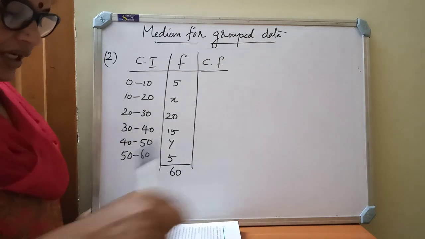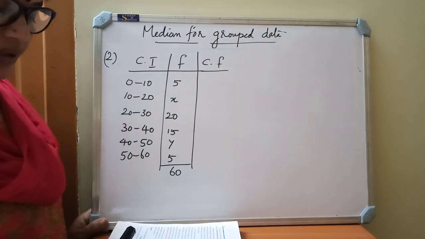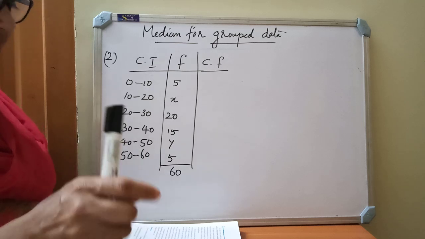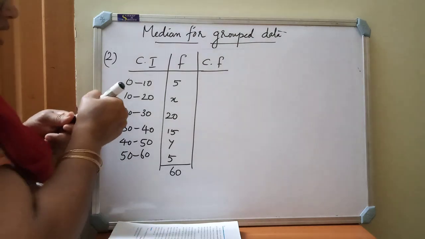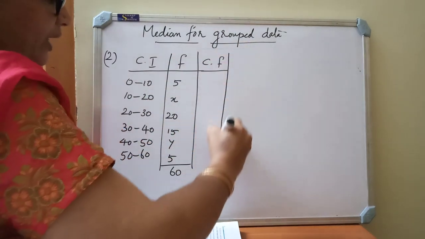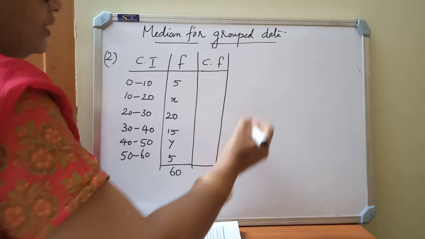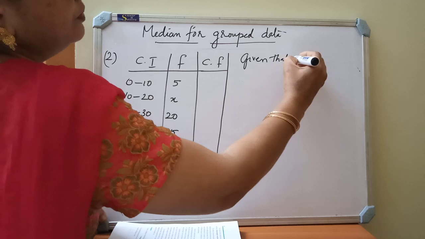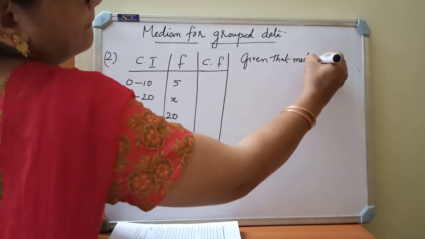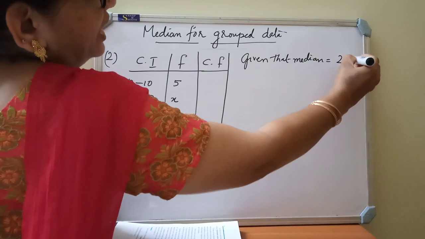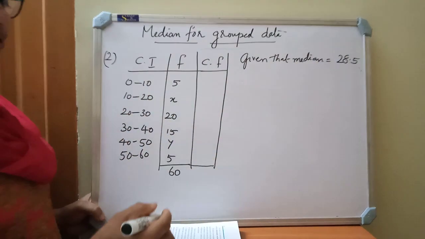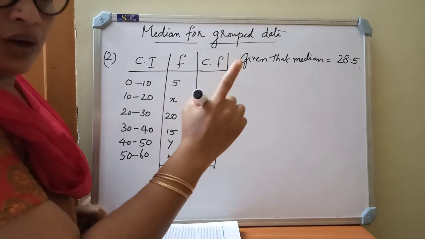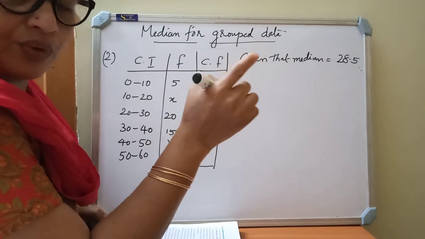See that, children. If the median of the distribution given below is 28.5, find the values of x and y. In this sum, they are given the median first. In this question, first they are given that median equal to 28.5. So see, children, for finding median, we have L plus (n by 2 minus Cf) whole divided by f into h.